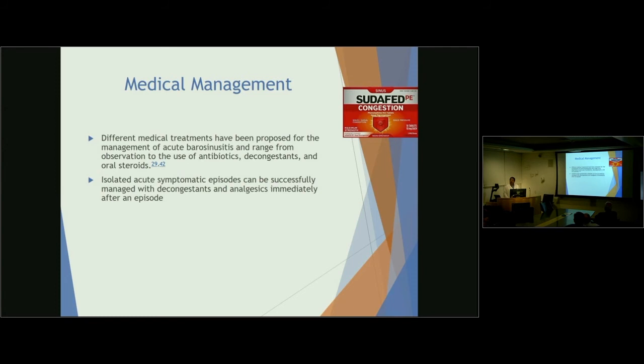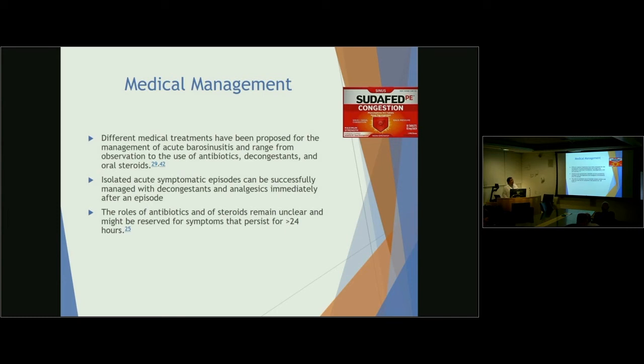So again, same concept as acute sinusitis. We tend to over-treat acute sinusitis, but based on our ARS guideline, you don't need to treat with antibiotics unless symptoms have lingered more than 10 days. So the same rule applies here. Just a little bit of Sudafed, maybe you can try Afrin, some analgesics, and you get away.